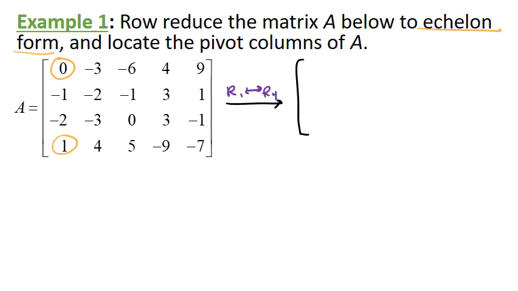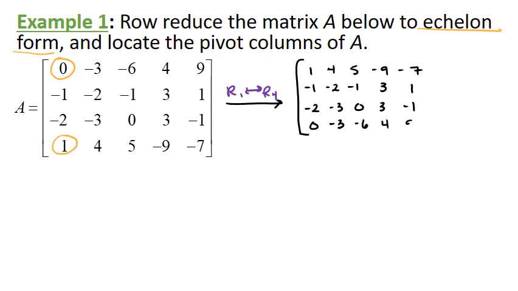And when I do, I get the following: 1, 4, 5, negative 9, negative 7. Rows 2 and 3 remain the same. Negative 1, negative 2, negative 1, 3, and 1. And negative 2, negative 3, 0, 3, negative 1. Row 4 is switched with row 1 and becomes the following.